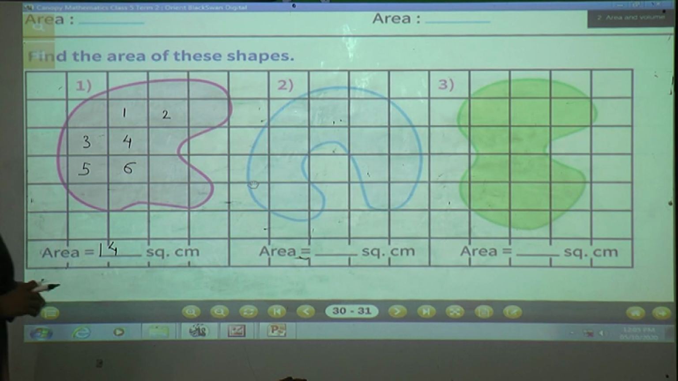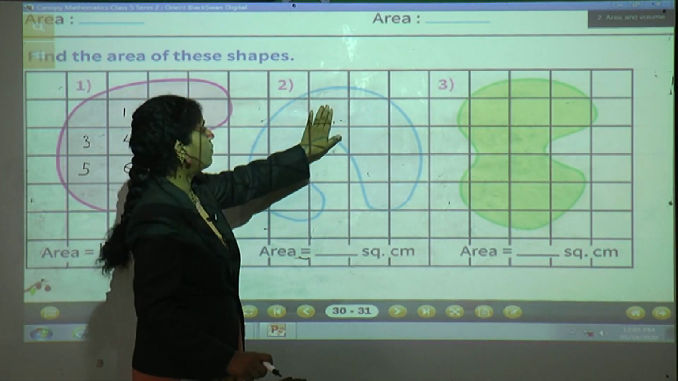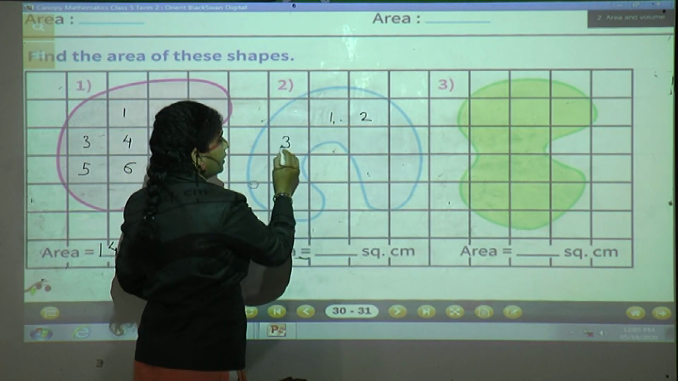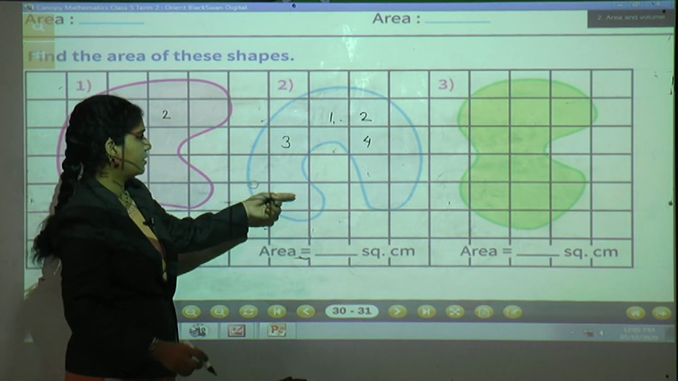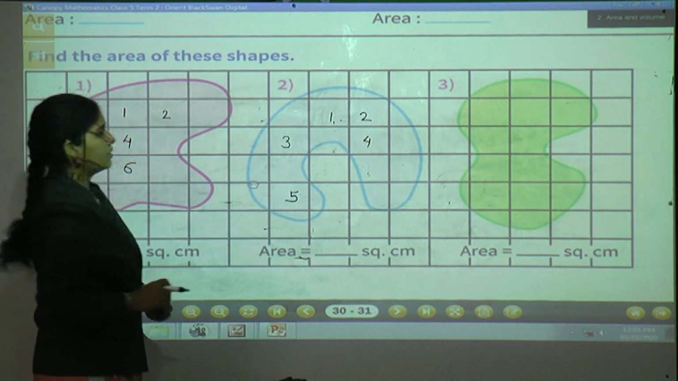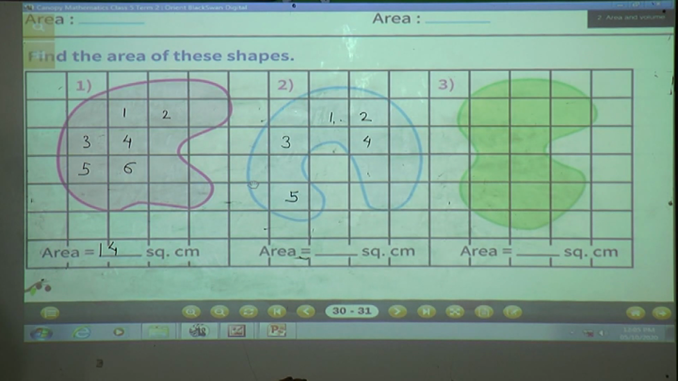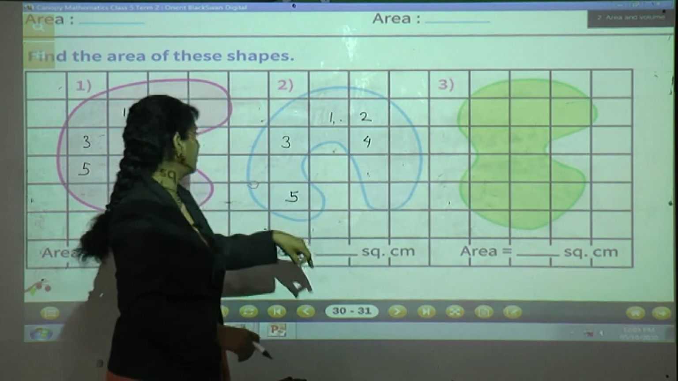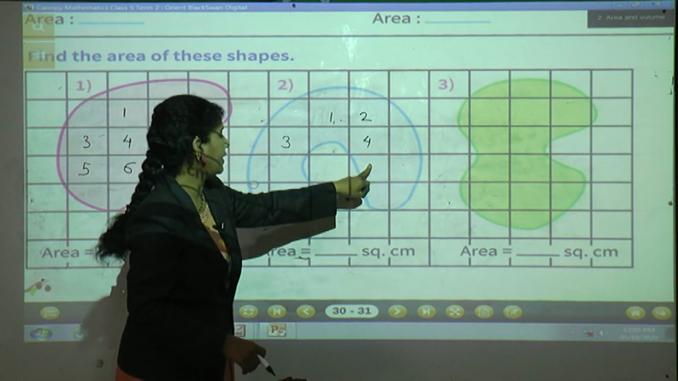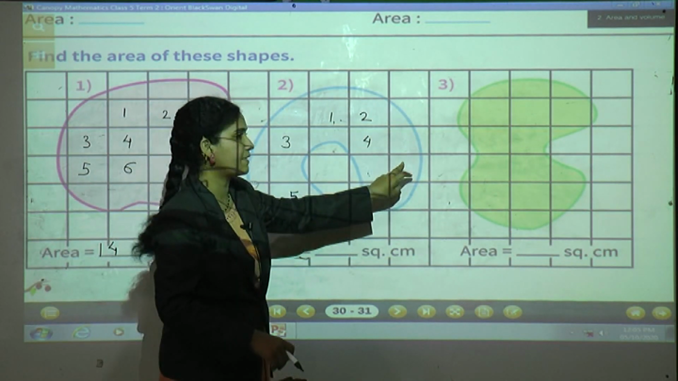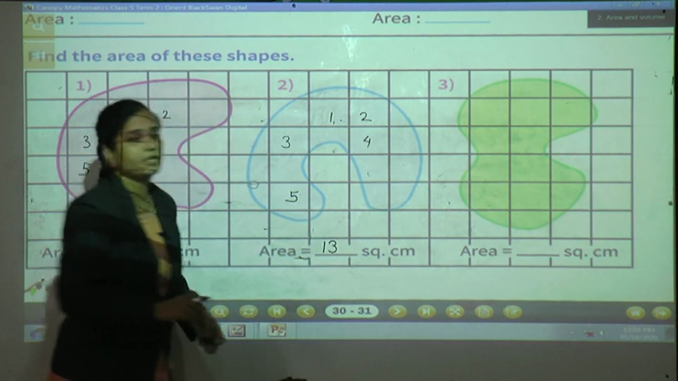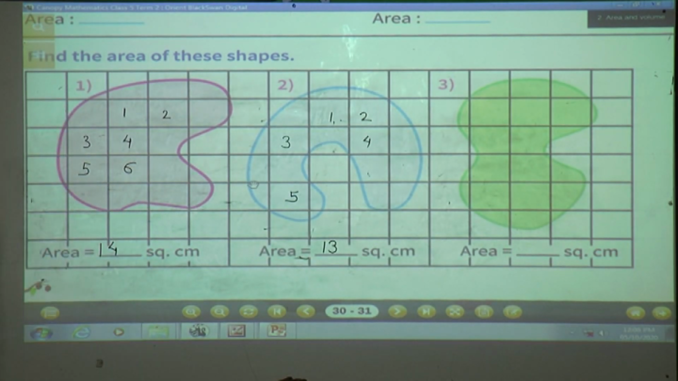Now second one. Count full square first. 1, 2, here. 1, 2, 3, 4, again here 5. So 5 full squares are here. Then count half or more than half. Here 1, 2, 3, 4, 5, 6 and 7. So 5 plus 7, 13. 13 square centimeter. Now the last one.